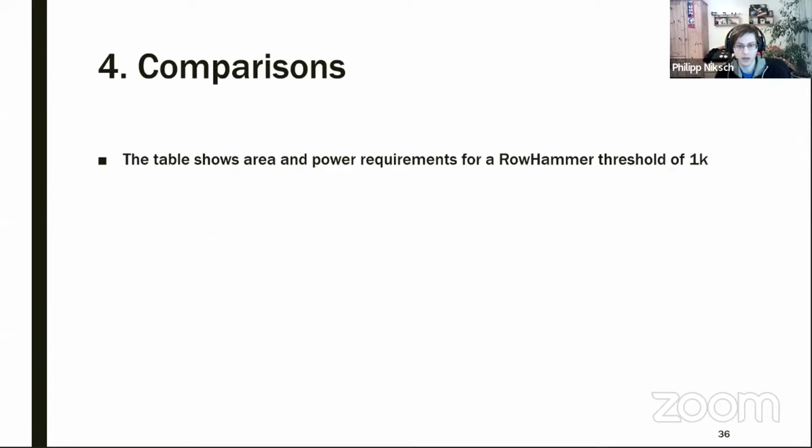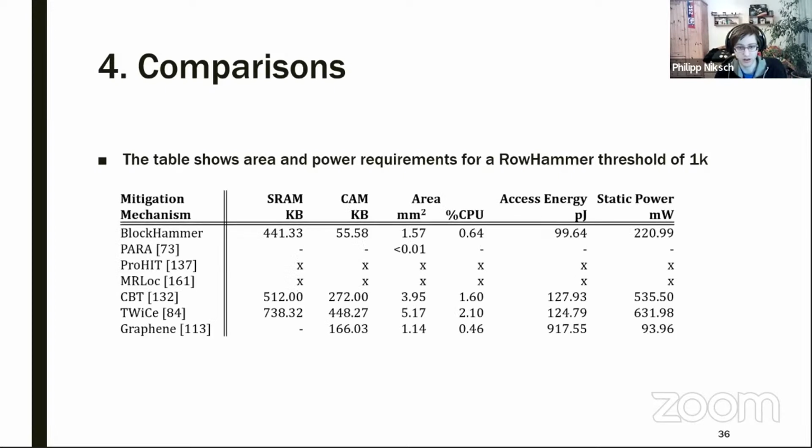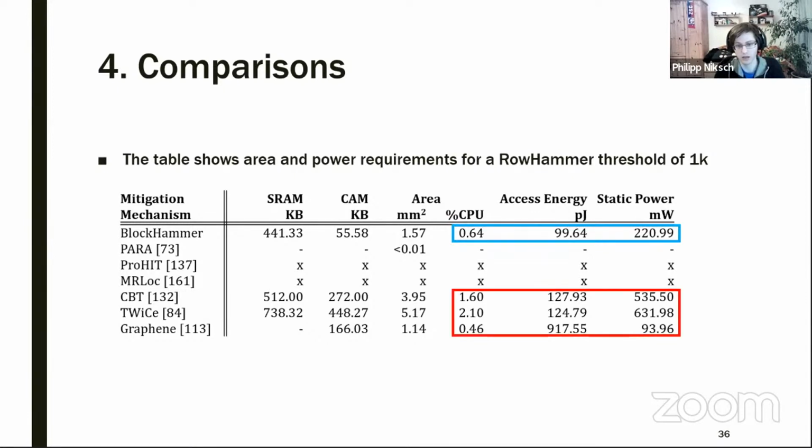We can now take a look at how the requirements change for a more vulnerable machine. The paper sets the threshold from 32,000 down to 1,000 and observes that the requirements for BlockHammer scale more efficiently than other mitigation techniques.